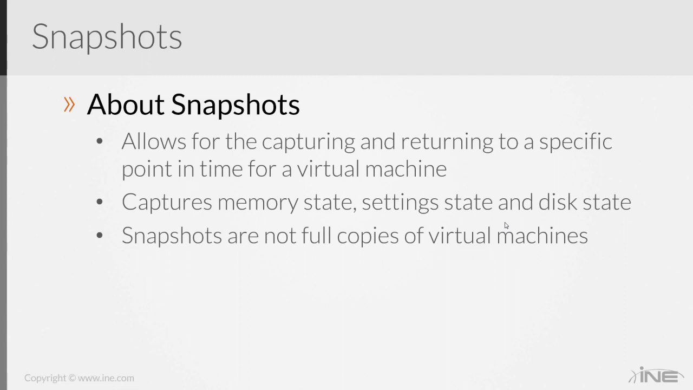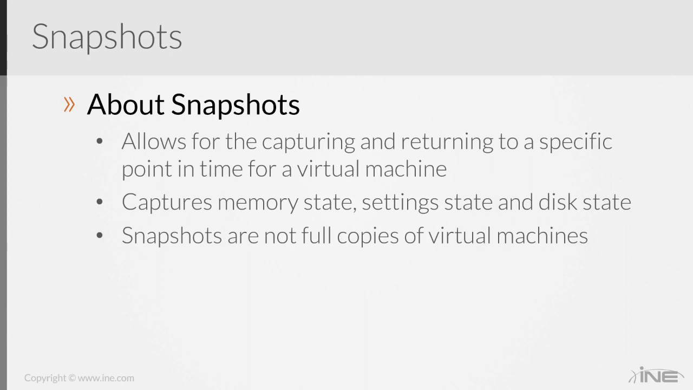So a snapshot is useful in situations where we would need to implement a change in our virtual machine and revert back to that at some point. So it basically allows us to create a point-in-time backup of our virtual machine state and then do a point-in-time restore or commit the changes of that VM. When we do a snapshot operation, it captures the memory state for that virtual machine. It will capture the settings as well as the disk state for that VM.